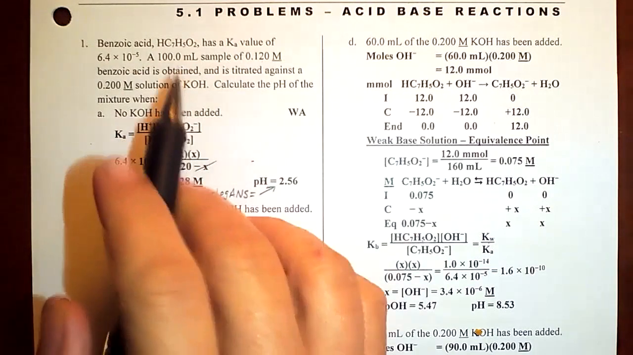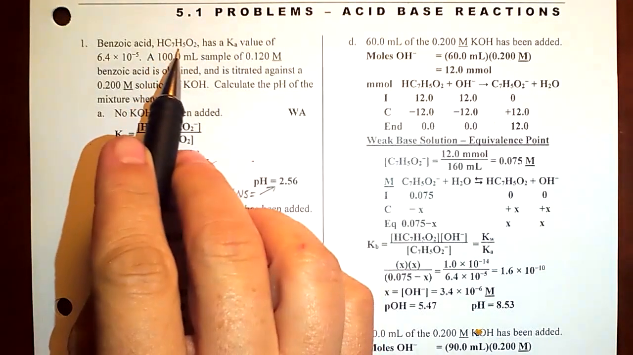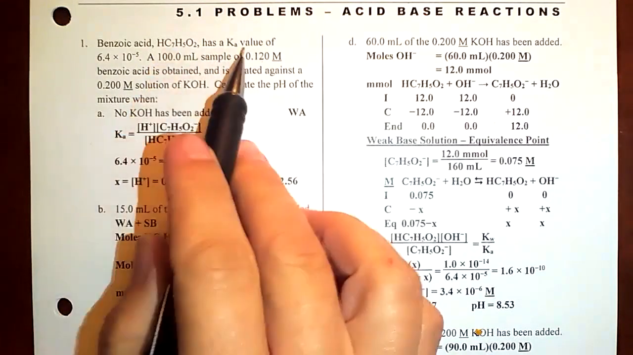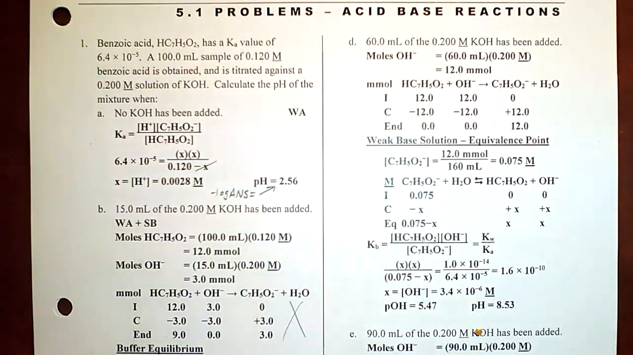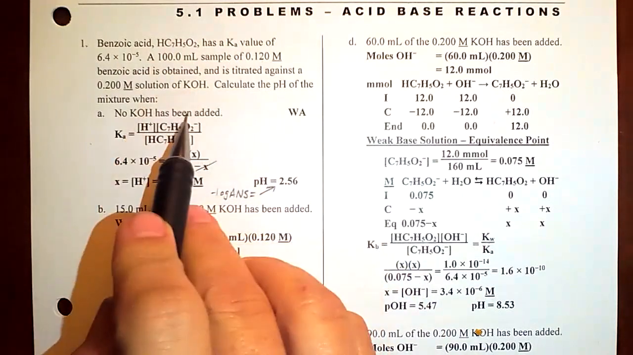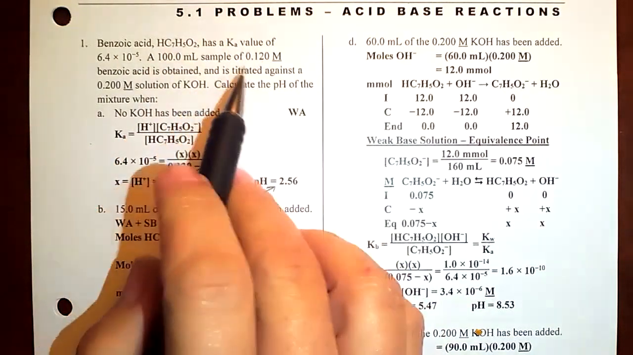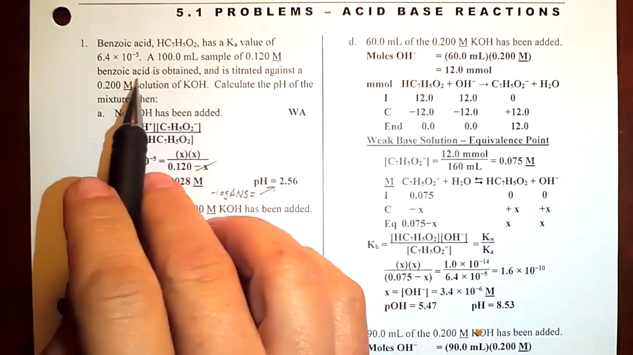So here's 5.1 problems. We have a weak acid. That's all you need to know. You know it is because it's not one of our strongs and it has a Ka value. And so we're going to add no KOH at first. And we're just going to have 0.12 molarity benzoic acid.